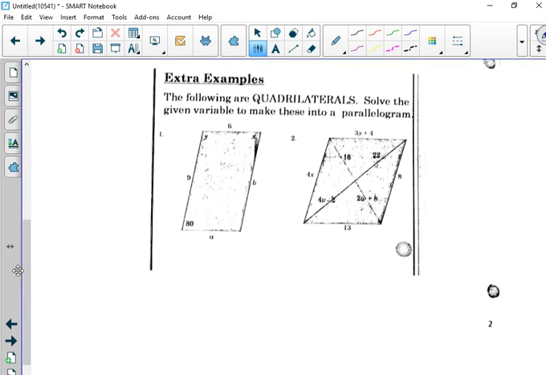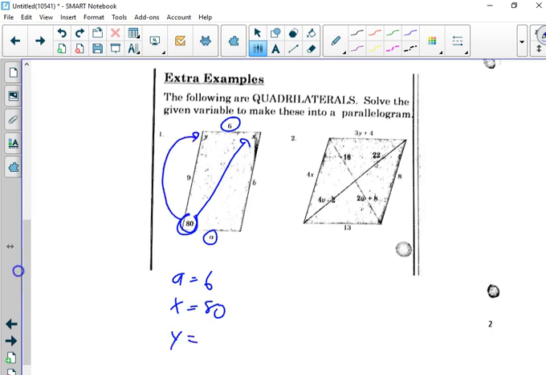Some more examples. The following are quadrilaterals. Solve the given variables to make these into parallelograms. Okay? Well, if this is 6, then this must also be 6. So a has to be 6. If this is 80, the opposite angle, x, must be 80. If this is 80, this one, y, must be supplementary. 180 minus 80 is 100 degrees. Don't forget the degree symbol, sorry. And if this is 9, then b is 9. We now have a parallelogram.